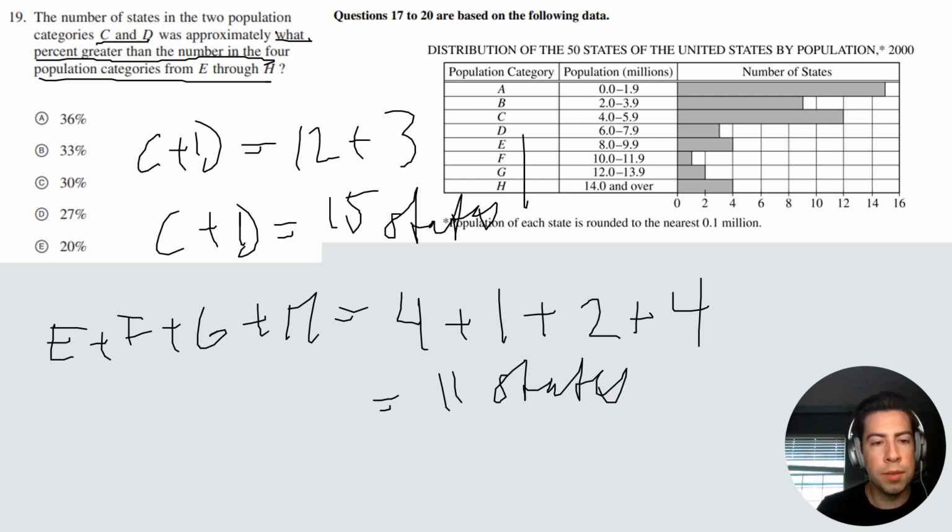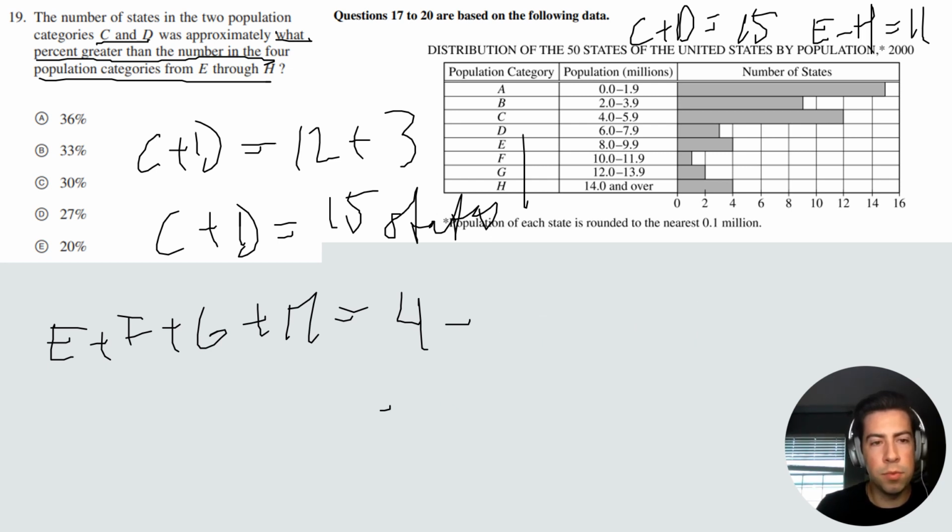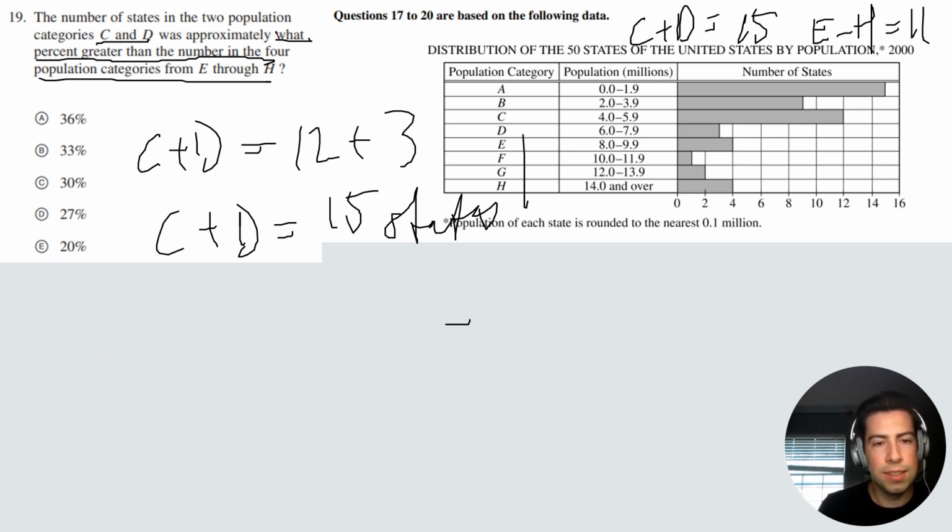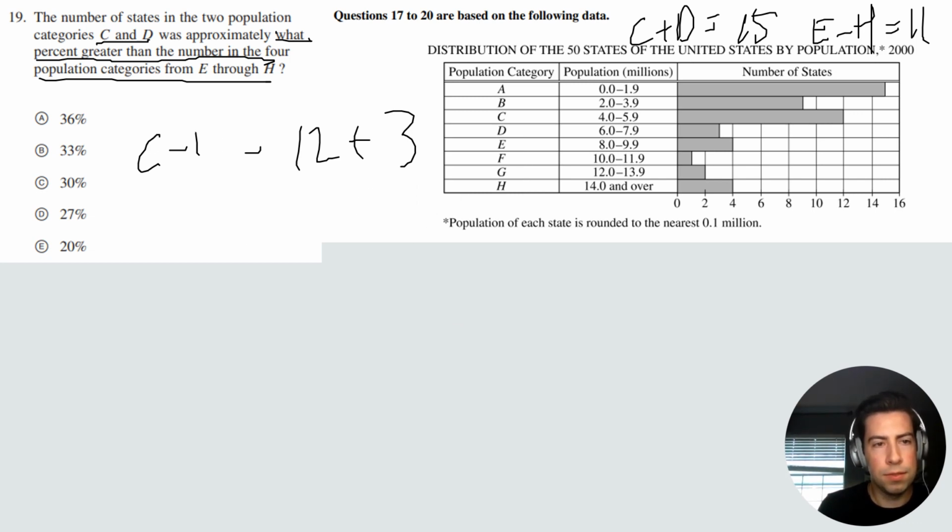All right, guys, so let me go ahead and just put it up here. We'll have C plus D equals 15, and then E through H, this dash just means through, it's going to be 11, okay? So let me just go ahead and give us some more room here because we will actually need it. Okay, so now we're trying to figure out what % greater than the number of states in 2 population categories C and D was approximately what % greater than the number in the 4 population categories from E through H.